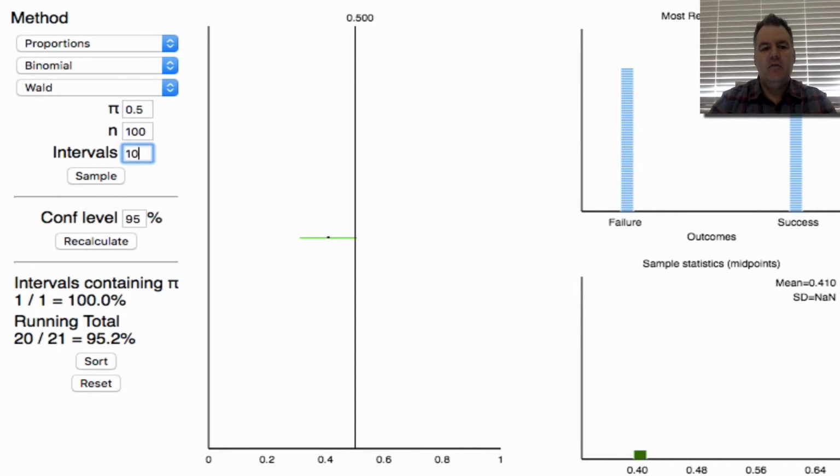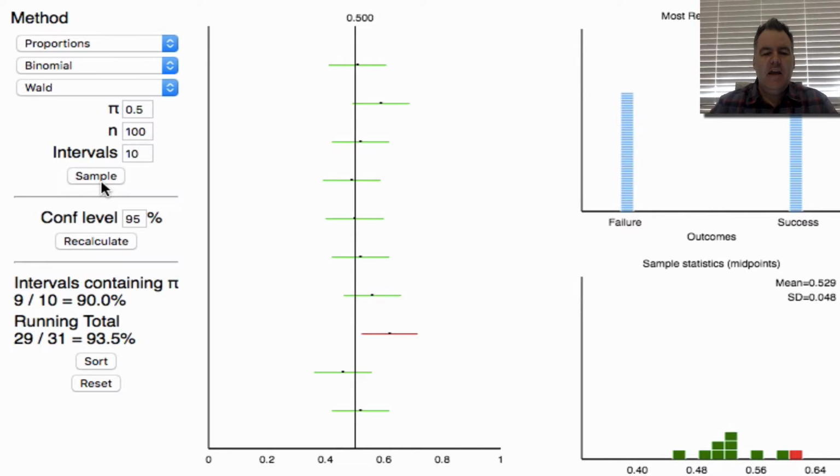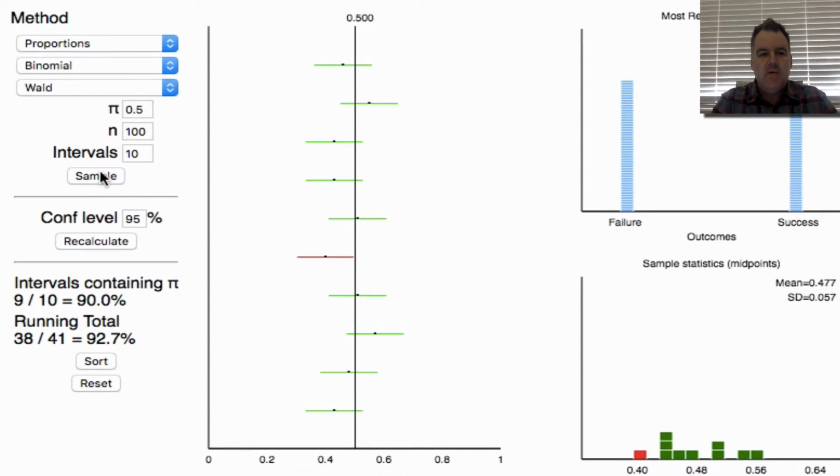So let me do 10 intervals at a time now. We did 10 intervals, 9 of them contained 0.5 somewhere in that interval, 1 of them did not. A confidence interval, the way we can interpret it, is we could say if we do 100 samples, 95 of them would contain the true population proportion in this case, and 5 wouldn't. We're 95% sure that the true value lies within our confidence interval. So for a sample of 10, we're getting 1, sometimes all of them in there.